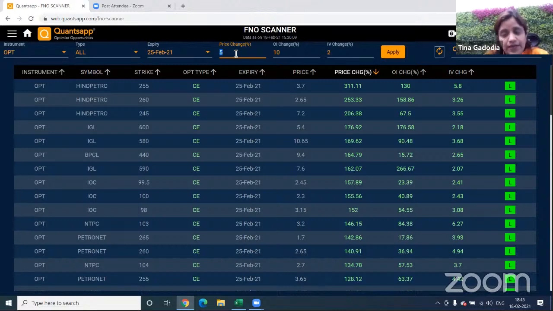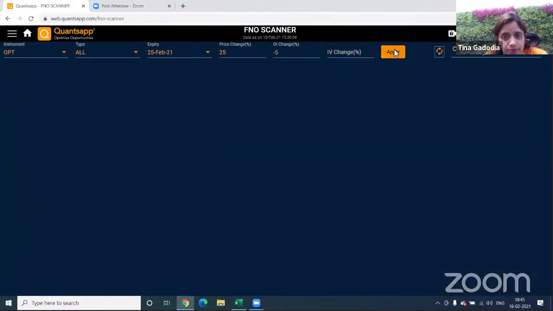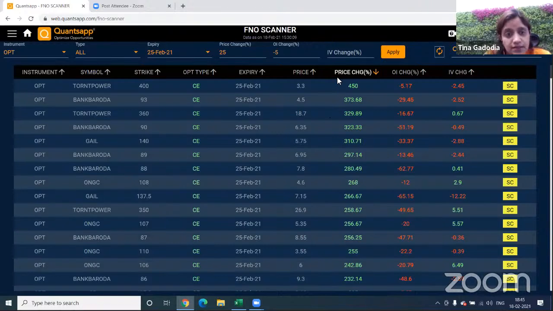But say when you're doing it at 10 o'clock, you say the price which has gone up by say 25%, and OI which has gone down by, not minus 20, say minus 5%. So you're just trying to figure out where the momentum just picked up. IV may or may not. So say I remove it and apply. So I see the options, I see the strike, expiry, everything.